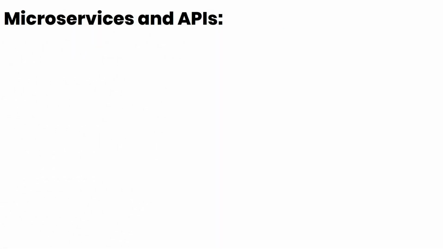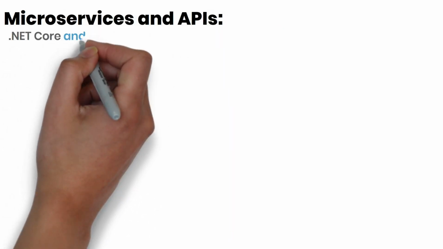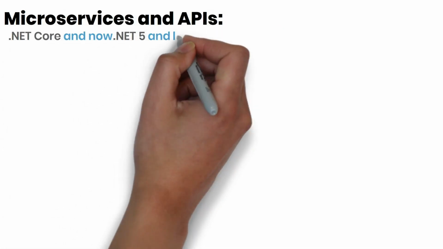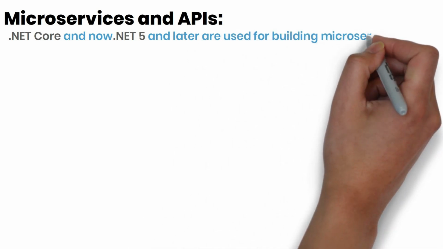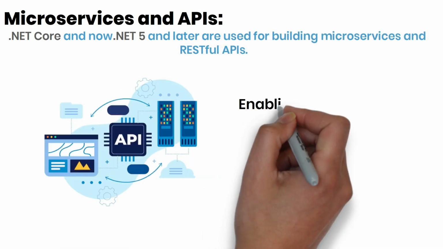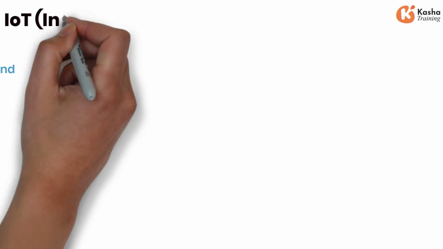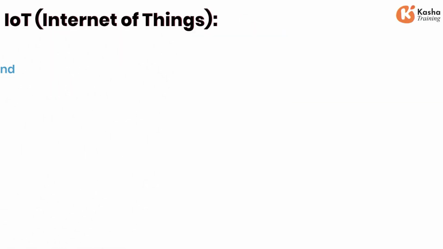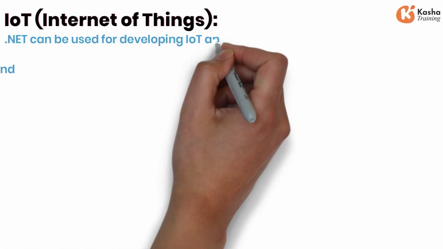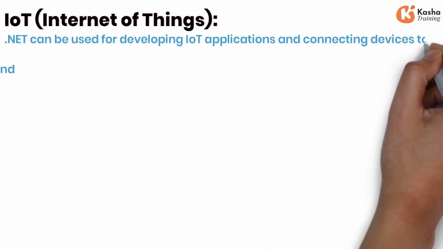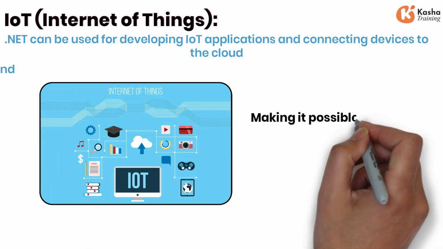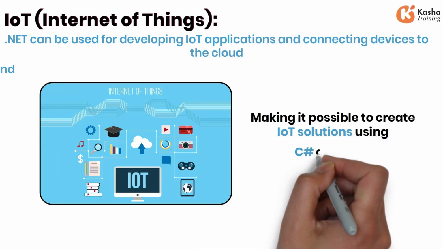Microservices and APIs. .NET Core and now .NET 5 and later are used for building microservices and RESTful APIs, enabling the creation of scalable and distributed systems. IoT, Internet of Things. .NET can be used for developing IoT applications and connecting devices to the cloud, making it possible to create IoT solutions using C# and .NET technologies.